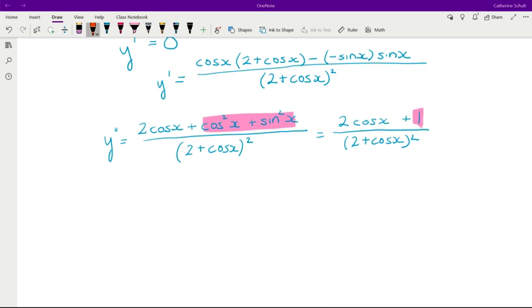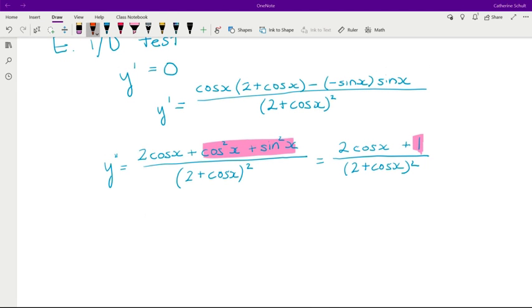where y prime, oh goodness, this should be single derivative. I get so excited. All right, so y prime equals 0 means 2 cosine x plus 1 equals 0. Okay, so we're going to solve that. Subtract 1, divide by 2. Where does cosine of x equal negative 1/2?